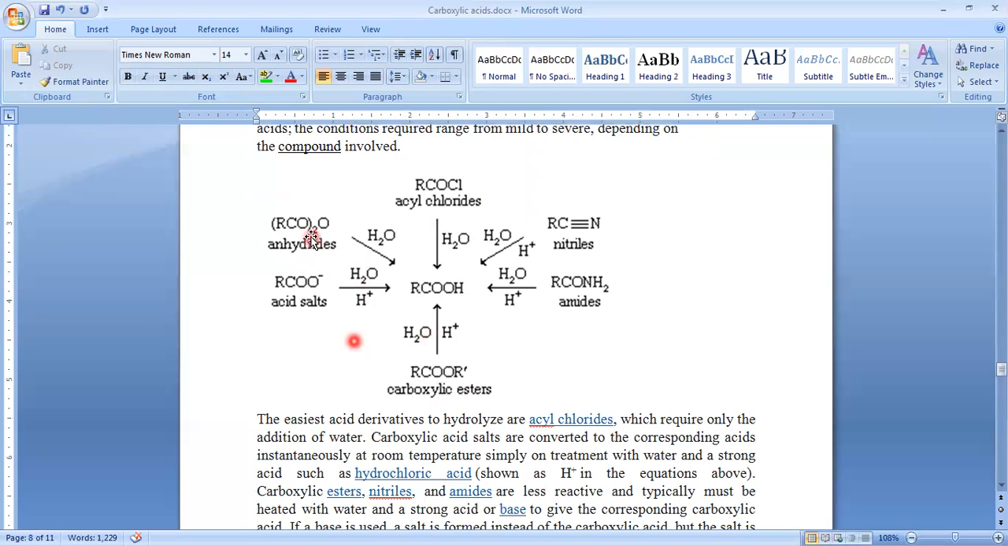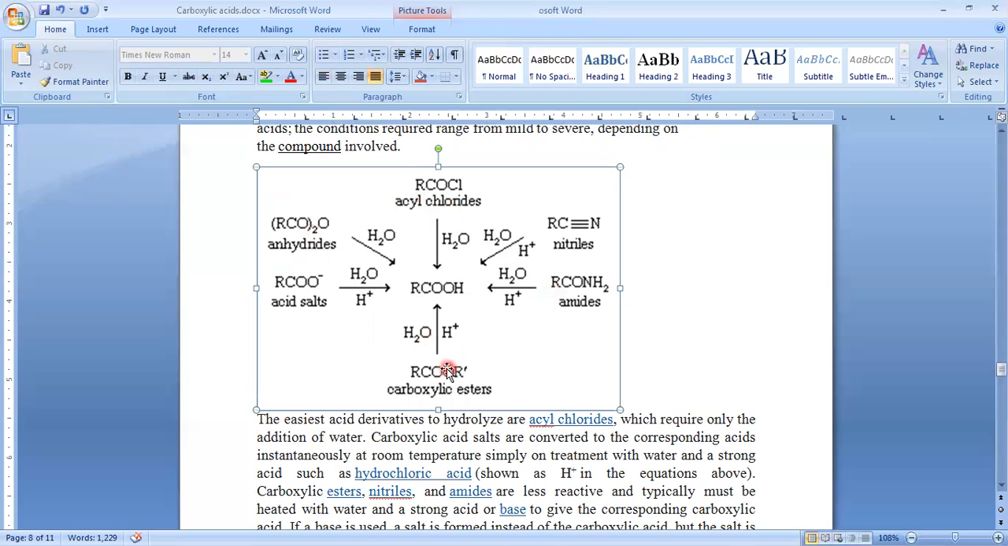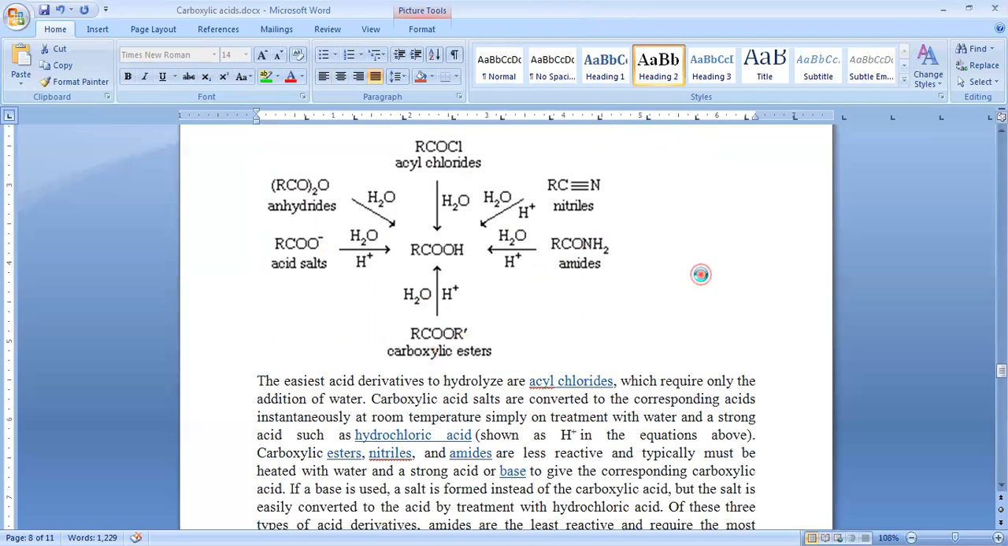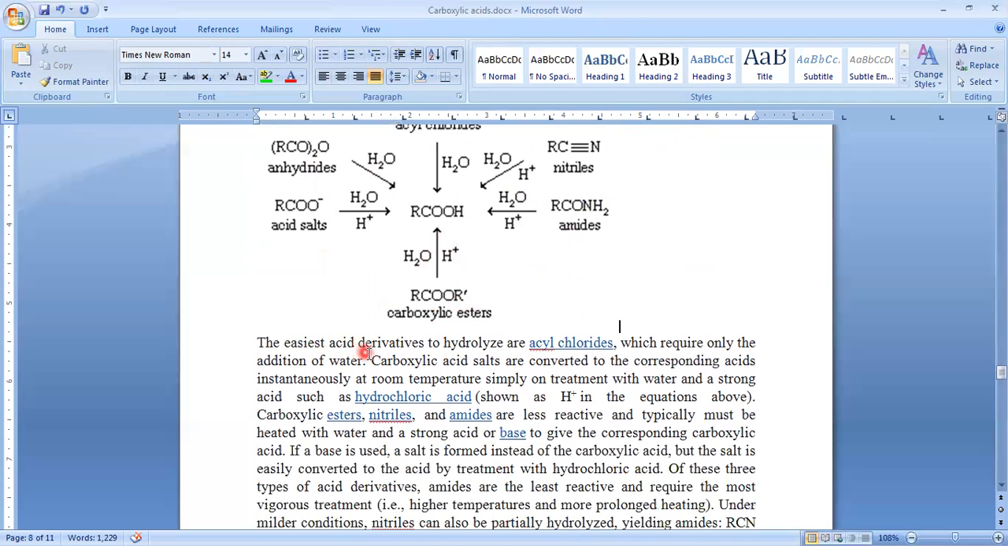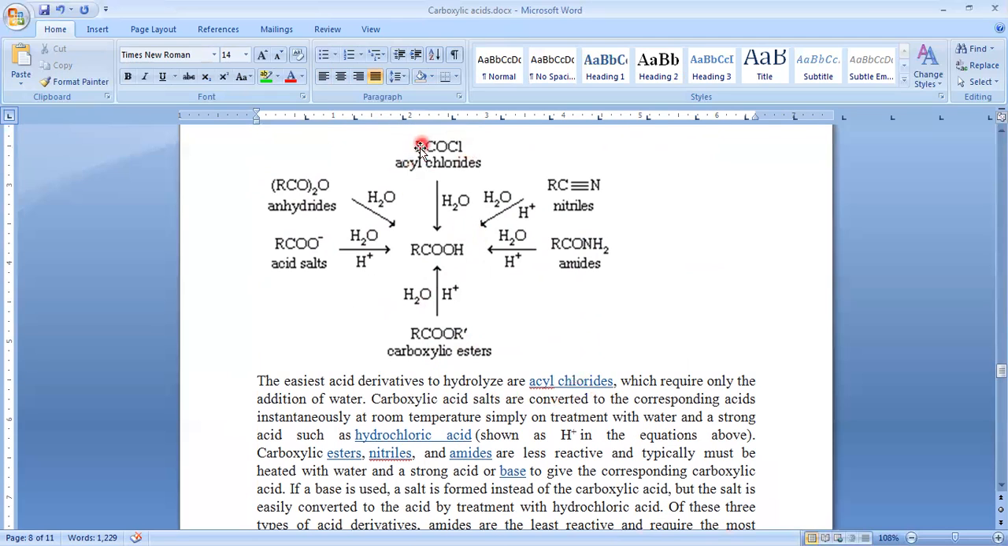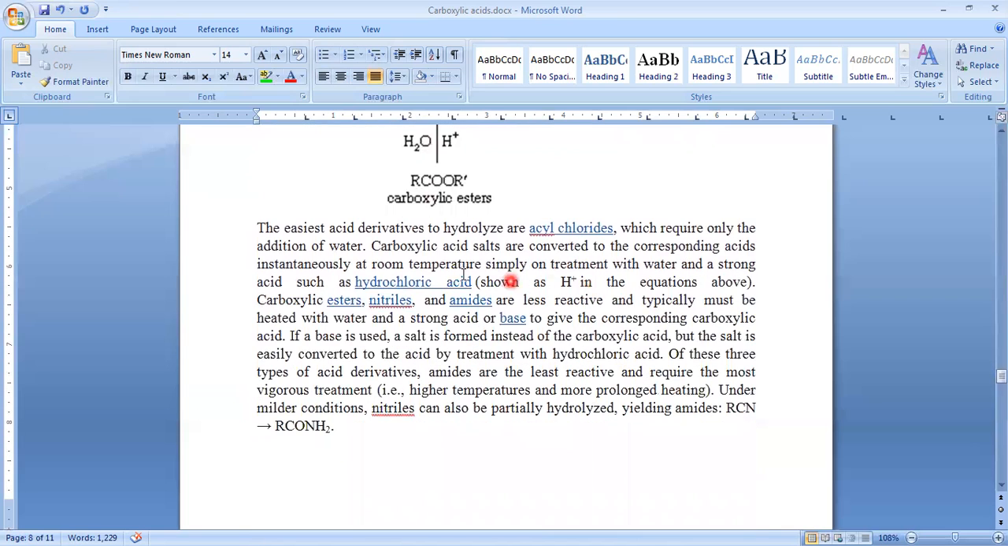But see here, these four are considered acid derivatives. What are those? Acyl halide, anhydride, amides, and esters. Let's see the reactivity of these. Out of these four acid derivatives, acyl halide, or acyl chloride, is more reactive towards hydrolysis compared to the remaining derivatives, anhydride, esters, and amides. Okay, so the whole thing is that one only.